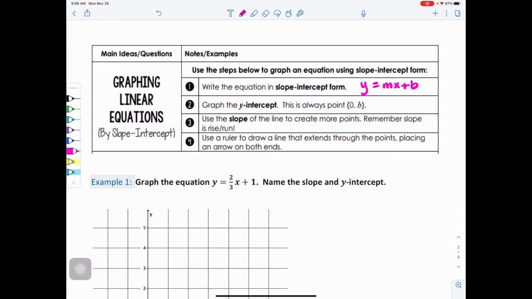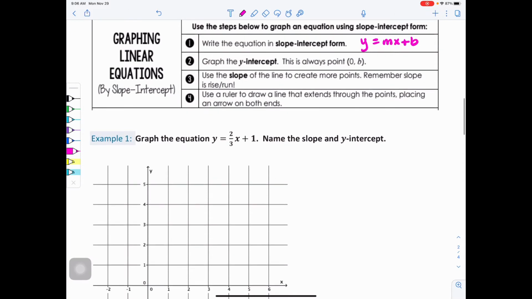And remember, if you're on the y-axis, your x value is always a 0. Then you will use the slope of the line to create more points, remembering that slope is rise over run. And lastly, you use a ruler to draw a line that extends through the points, placing an arrow on both ends. So we'll run through these steps with our first example.